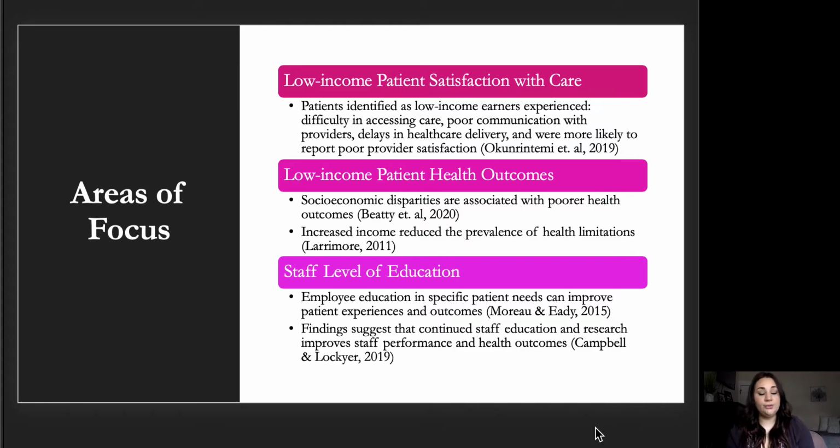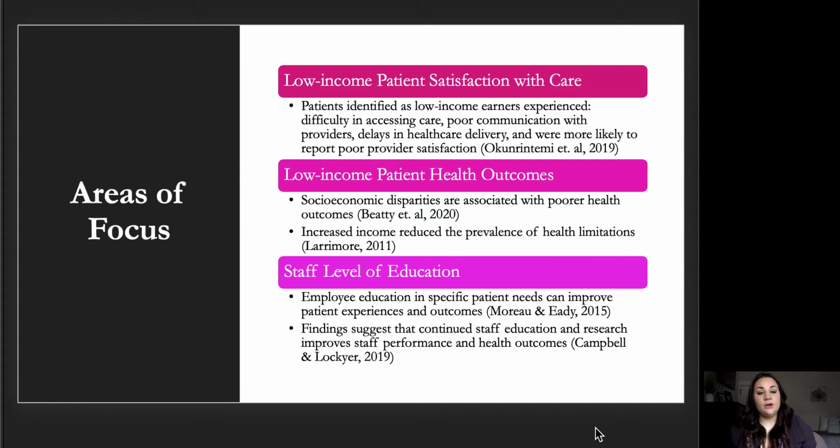To continue, we're going to be looking into the health outcomes of these low-income populations. It was found that socioeconomic disparities are associated with poor health outcomes, and an increased income reduces the prevalence of health limitations, meaning that those who earn a higher income face fewer health conditions and poor health outcomes.